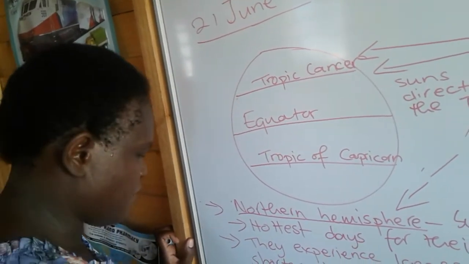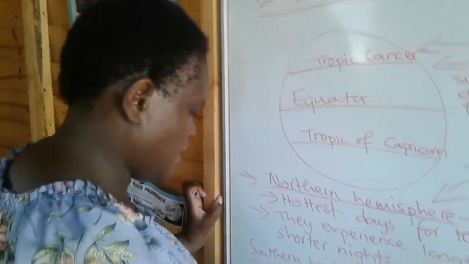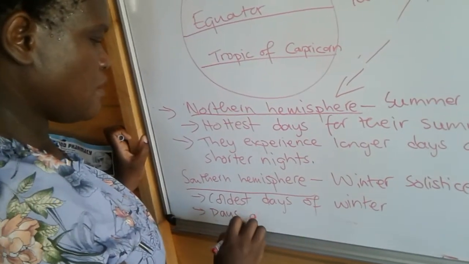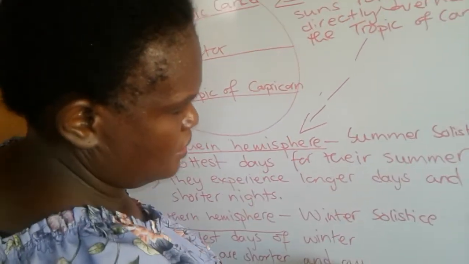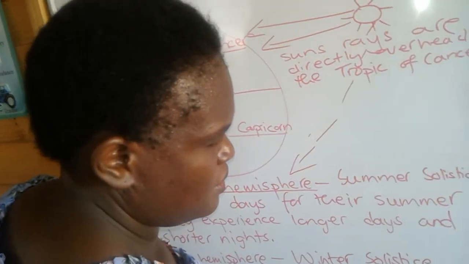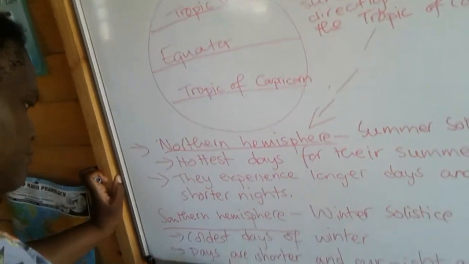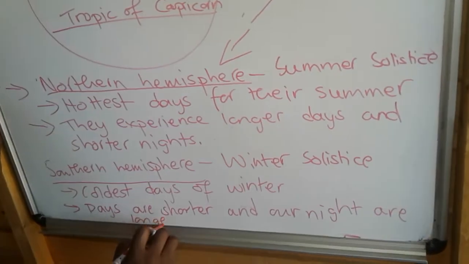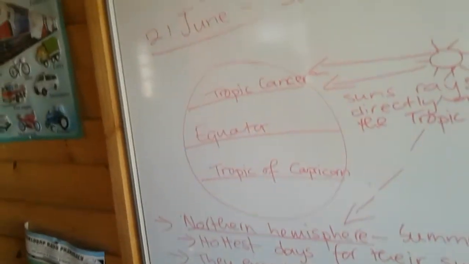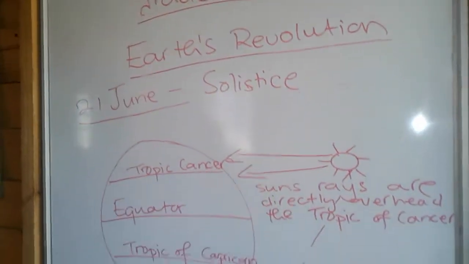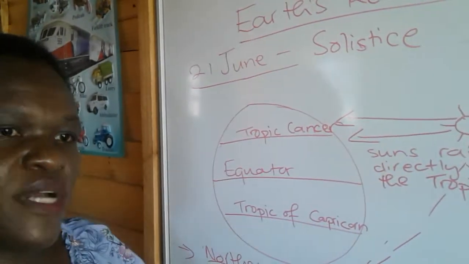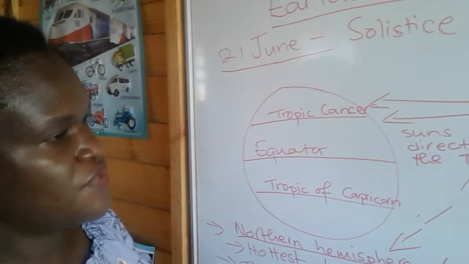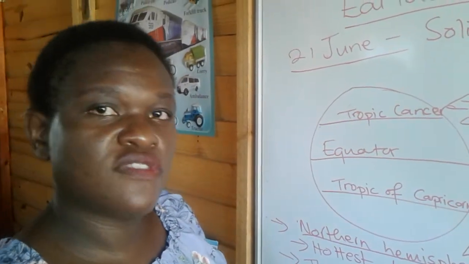So what happens in terms of the days for us here in the southern hemisphere? Days are shorter and our nights are longer. So that's our first solstice, 21 June. You need to know what happens in the northern hemisphere. You need to know what happens in the southern hemisphere. And I think I've illustrated that for you.